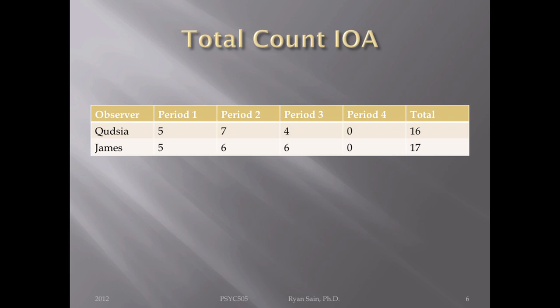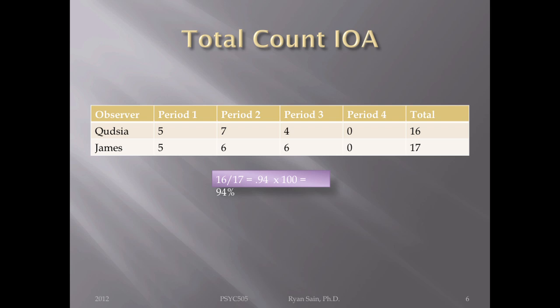All right, here's some of the basic procedures for how we do this. Total count inter-observer agreement. So we've got two observers, Coetzee and James. Notice what we have here. Period 1, they had the same. Period 2, they had something different. Period 3, something different. Period 4, they had the same thing.